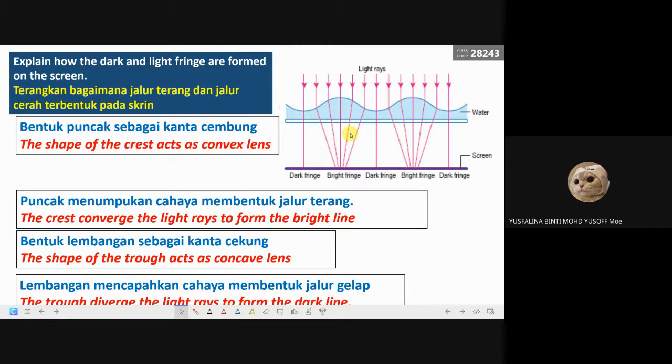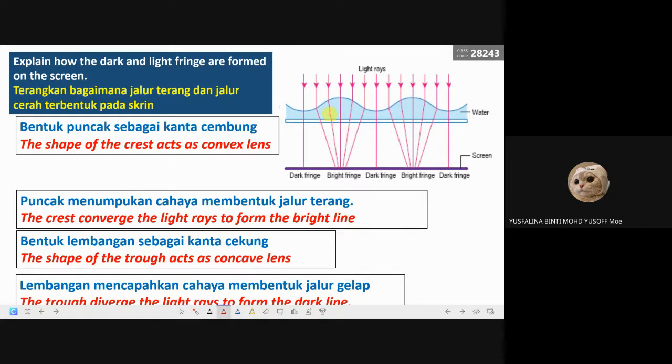At the bright fringes, there is the part of the crest, and the dark fringes are for the trough. Later in the ripple tank you will see that bright and dark fringes are produced. This is caused by the light being converged or diverged, because of the shape of the crest and the shape of the trough.